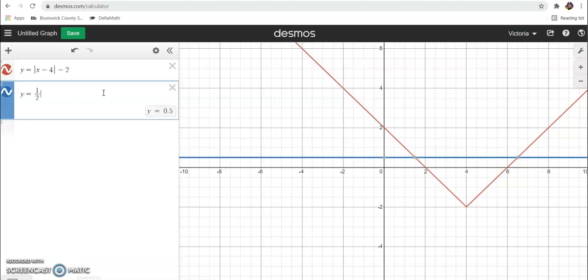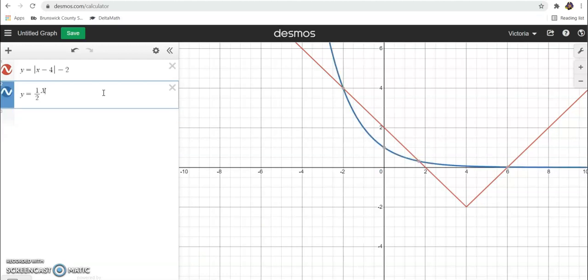Now remember, if x is in my exponent, that makes an exponential function. There we go. The exponential function is the blue one. This one intersects 3 times. So I have an intersection here, and here, and here. So this one has 3 solutions.